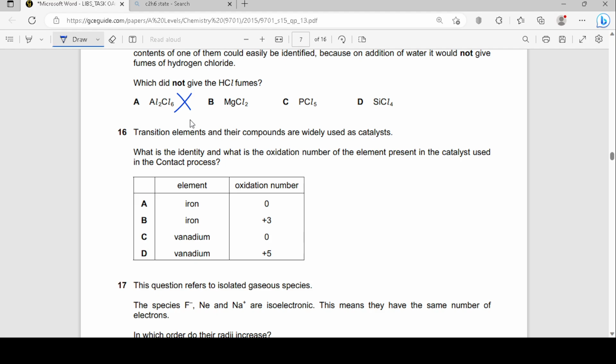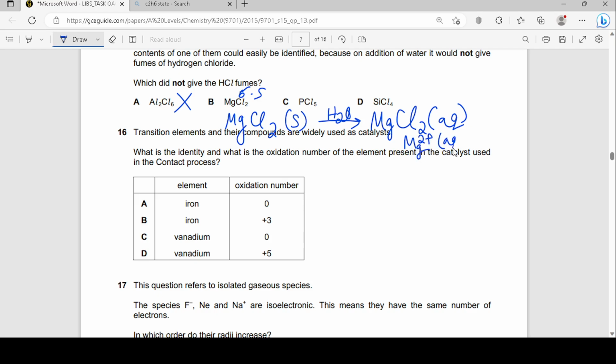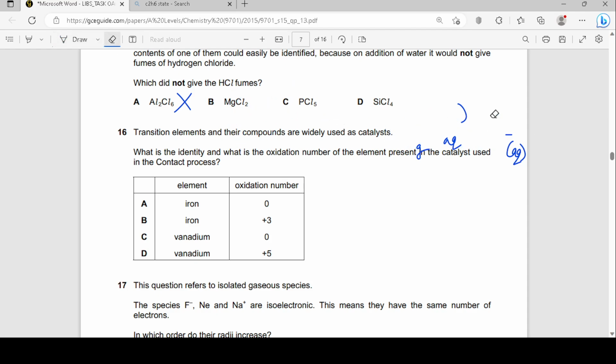MgCl2 is a neutral chloride, okay, and it dissolves in water to give a nearly neutral solution, like pH 6.5. But basically, all that happens is that MgCl2 solid in the presence of water just becomes MgCl2 aqueous, or you could say Mg2+ aqueous plus 2Cl- aqueous. So that's all that happens. It's just dissolving, right? There's no HCl gas produced really. The question is which did not give the HCl fumes, right? So I would say MgCl2 is simply dissolving, so it could be the right answer, because MgCl2 does not give HCl fumes. So I would say B is the right answer.